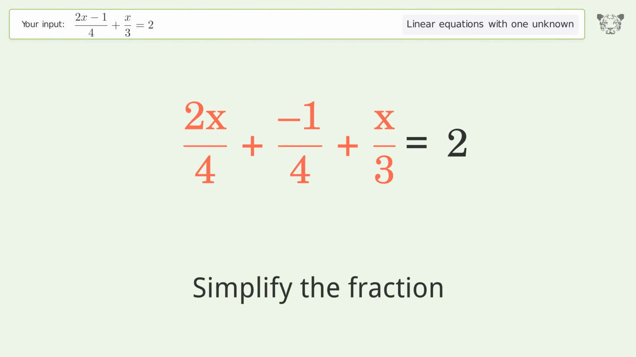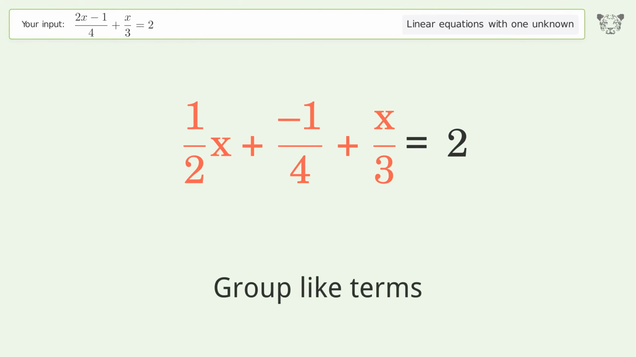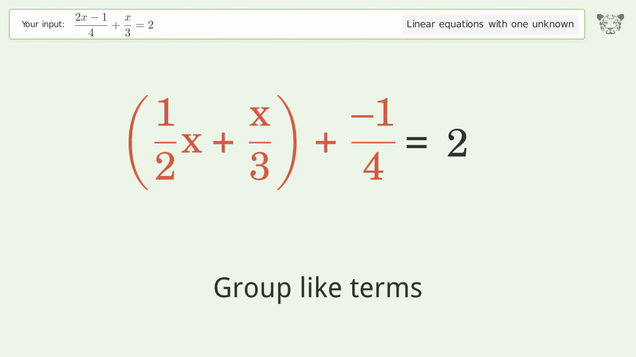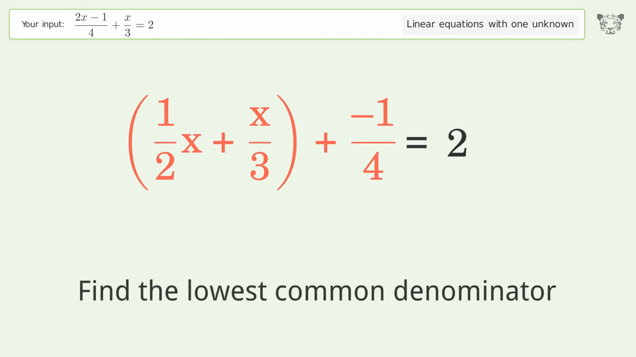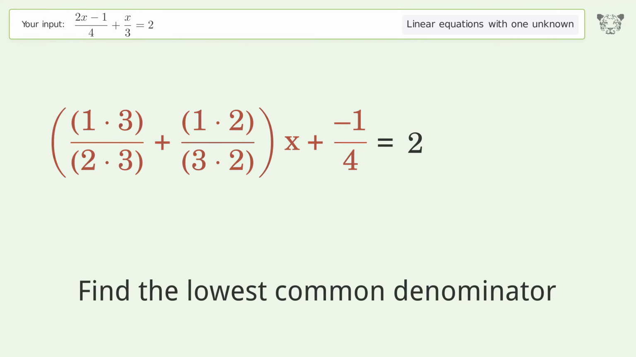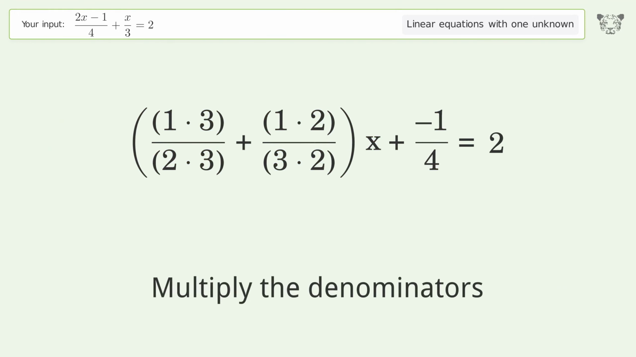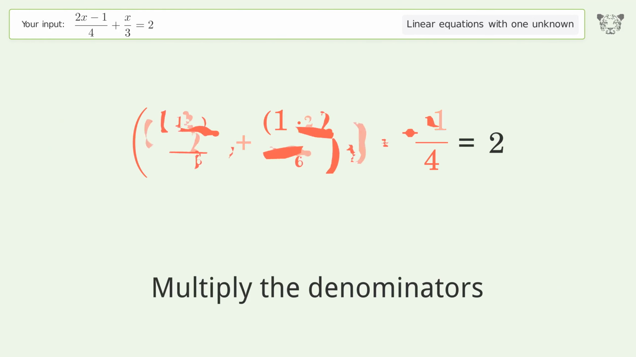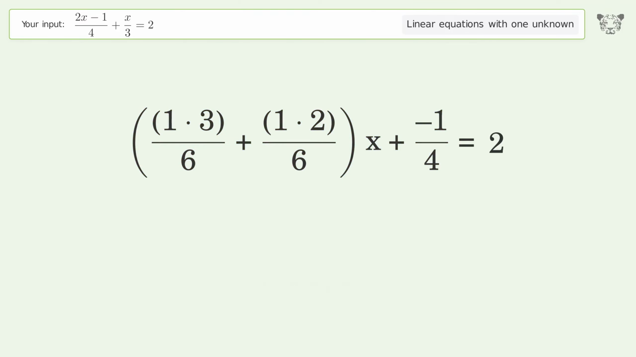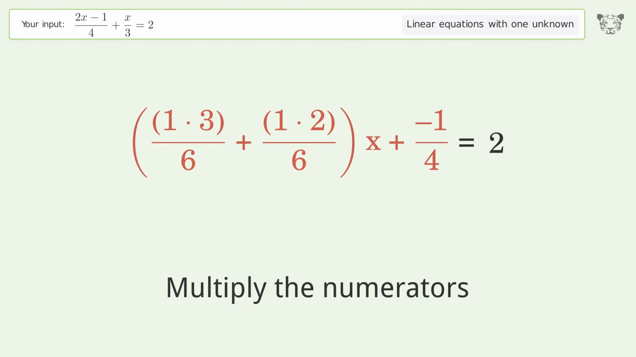Simplify the fraction. Group like terms. Find the lowest common denominator. Multiply the denominators. Multiply the numerators.